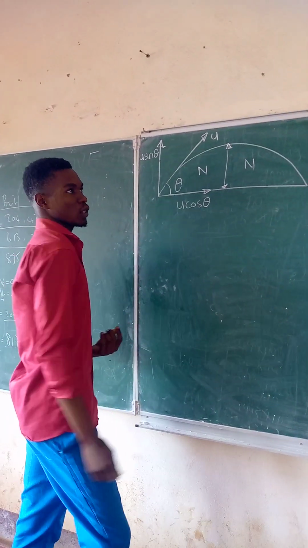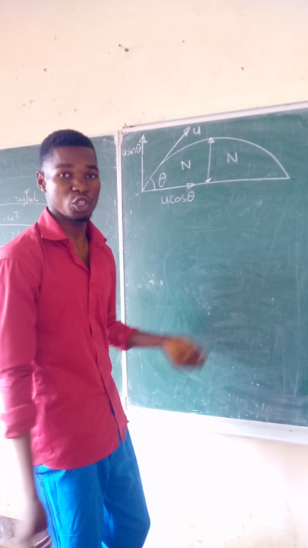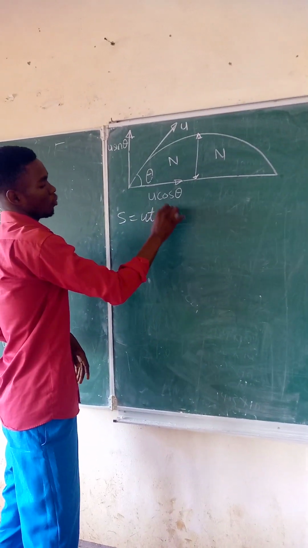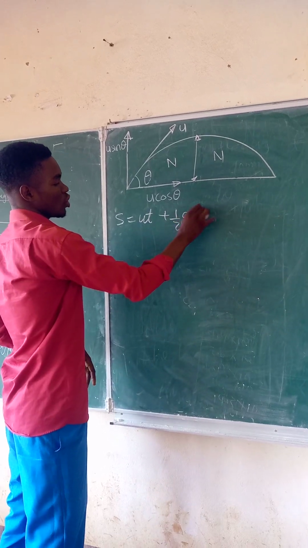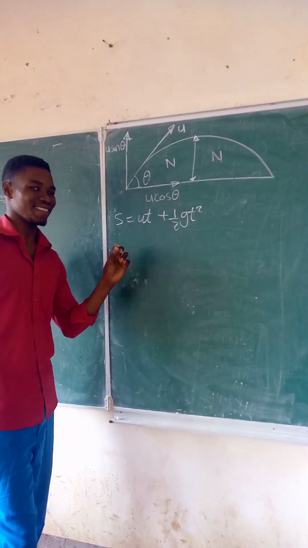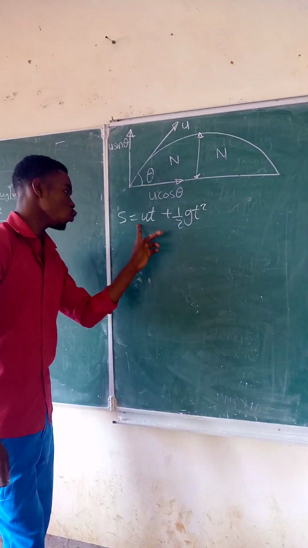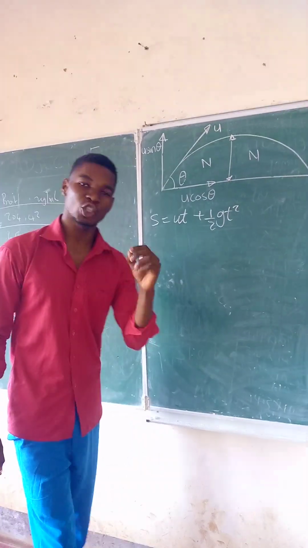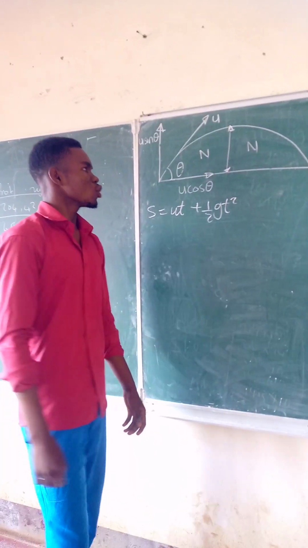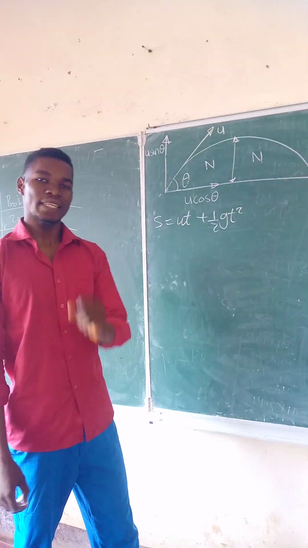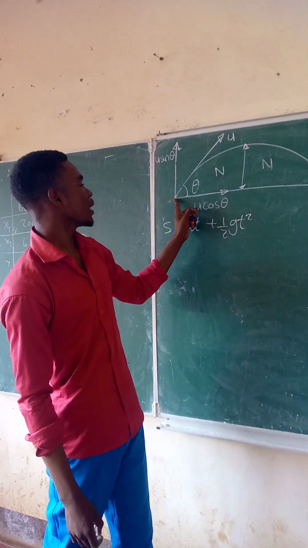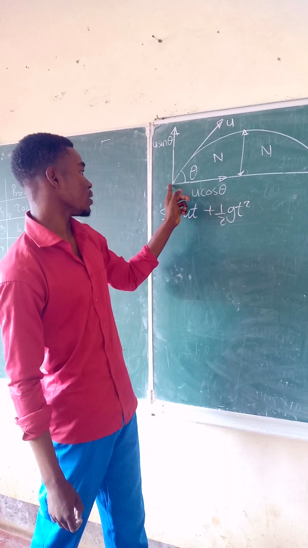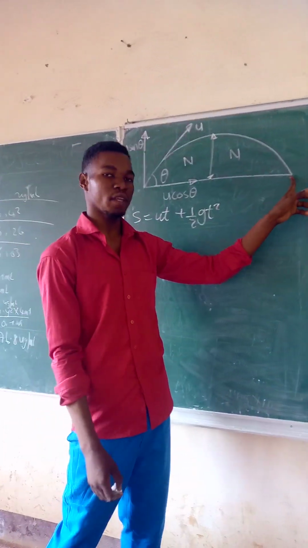Using one of Newton's laws of motion, we could say that S is equal to ut plus 1/2 gt squared, where S is the distance, u is the initial velocity, t is the time taken, and g is the gravitational field strength. So now, our aim in this first case is to find the time taken for this projectile to leave its initial position till its final position.